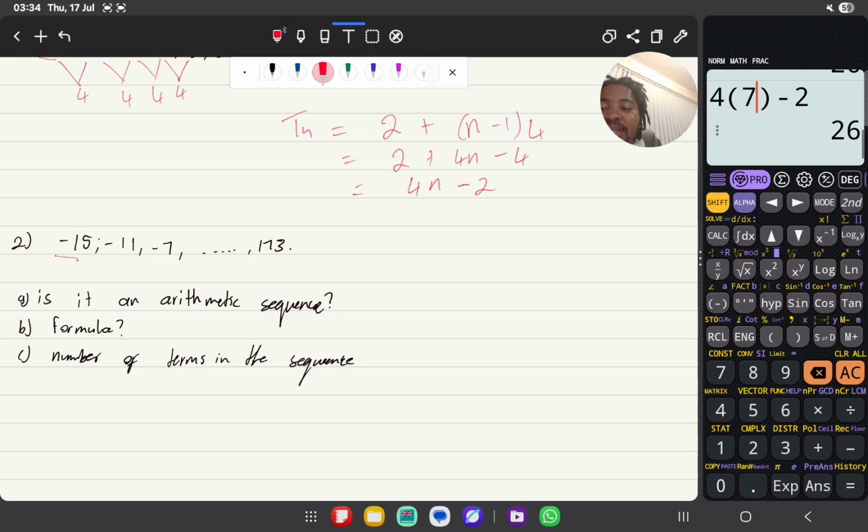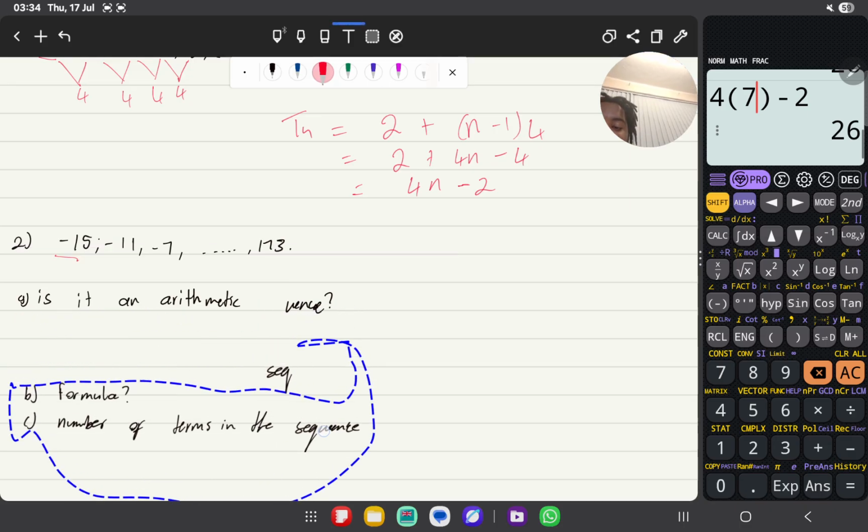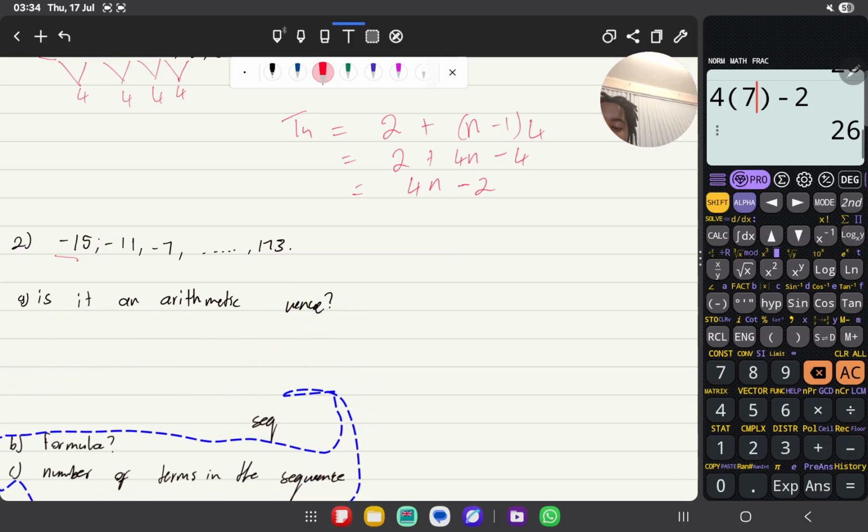The next problem, they are asking, is this an arithmetic sequence? Of course, yes, it is, but let's find out why it actually is.